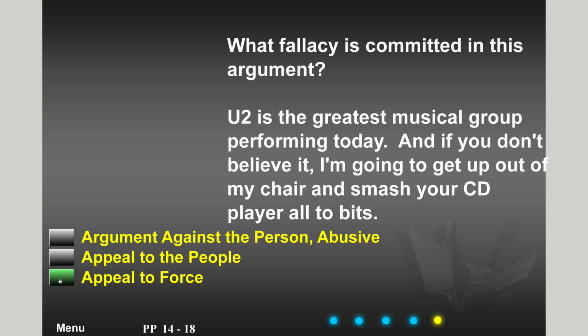And I hate when that comes out of my mouth, because it turns out the things that I tend to think are the easier ones, sometimes students find the hardest, and vice versa. Okay, but this is an appeal to force, right? If you don't, I'm going to smash your CD player to bits. It's not an appeal to the people. It's not an argument against the person, abusive. Although it is kind of abusive, but it's an appeal to force.